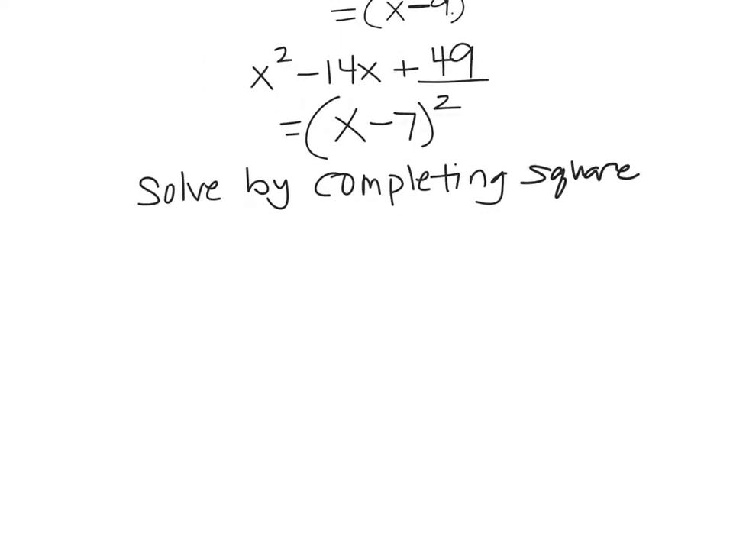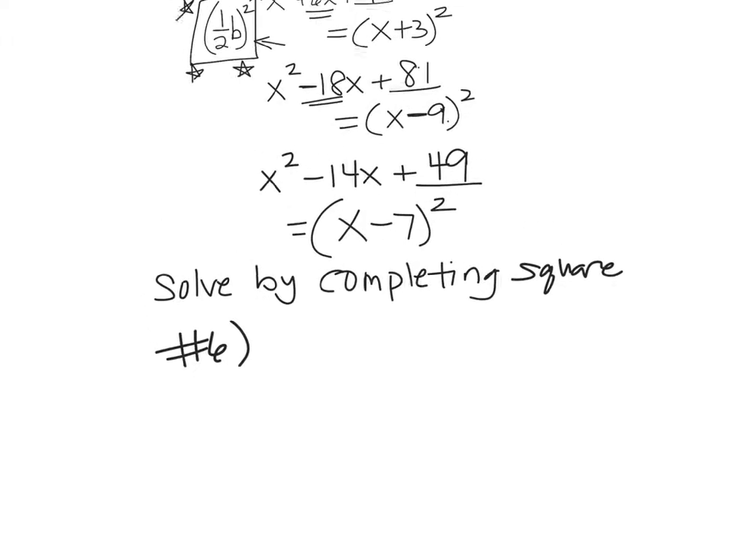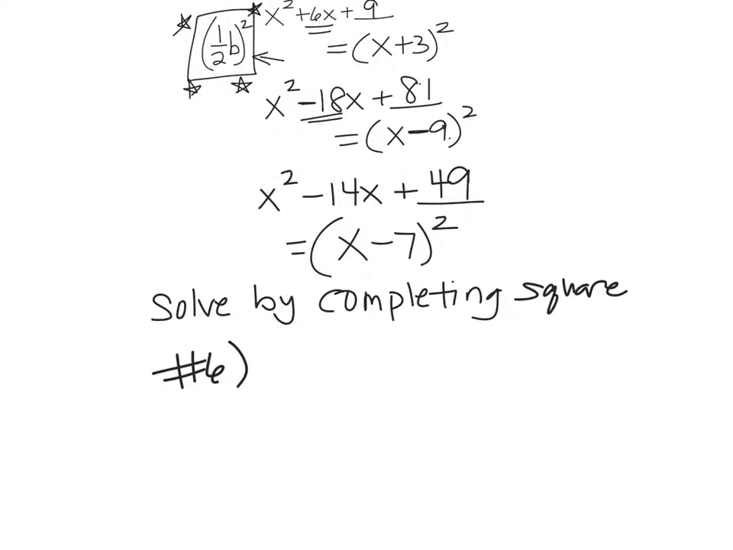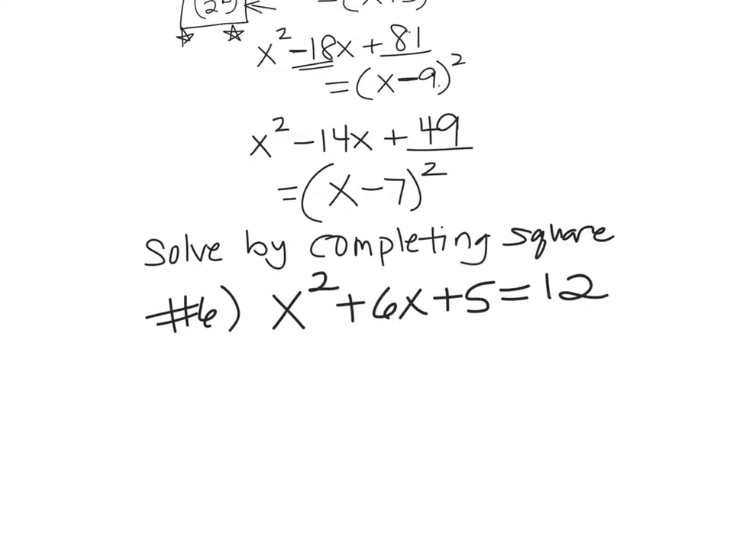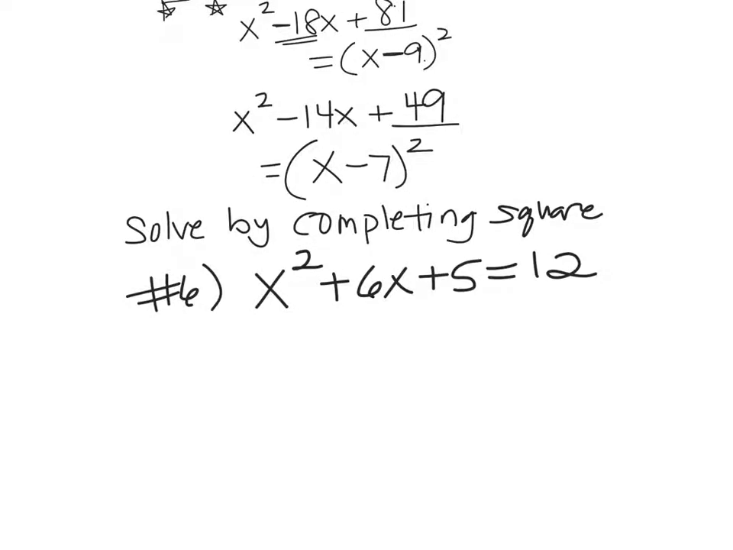Number 6. Solve by completing the square. Here we go. Suppose I have x squared plus 6x plus 5 equals 12. I need to solve this by completing the square. I can't use the quadratic formula, I can't factor, I'm not allowed to do any of those things. I'm going to run through all the steps with you. There's like 5 or 6, maybe 7. There's a lot of steps.